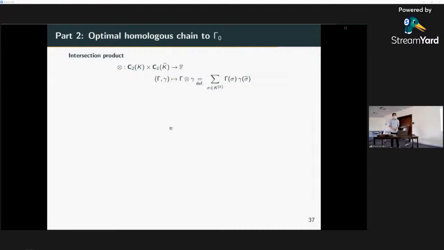The second part, finding the optimal homologous chain to the representative chain, is very similar to the first algorithm, except we need a few more duality properties. First we need an intersection product between 2-chains of the complex and 1-chains of the dual complex. This intersection product can be seen as the inner product of the coefficients of the chains on the k-simplices of the complex.